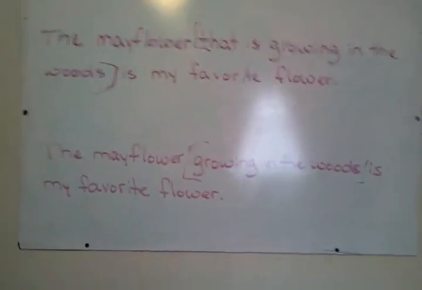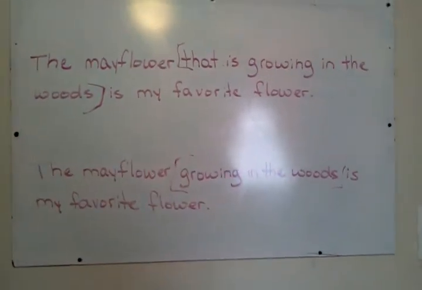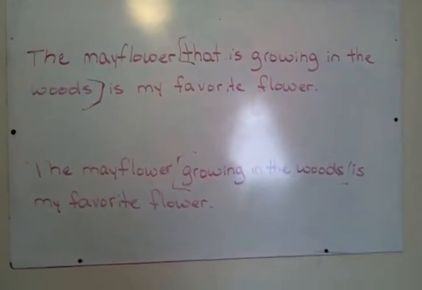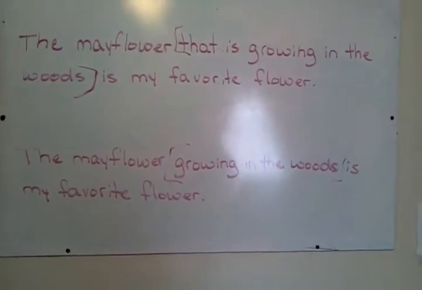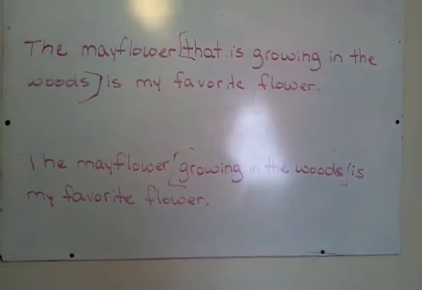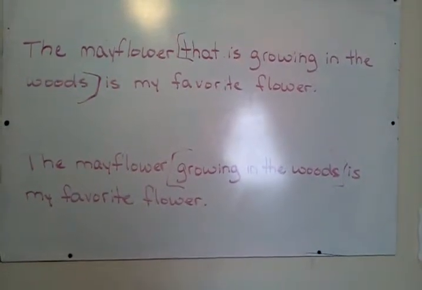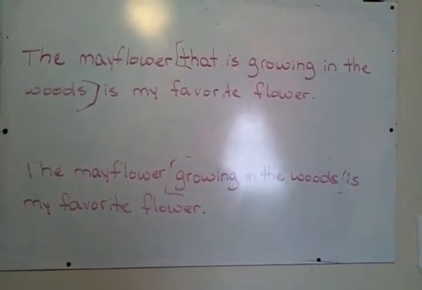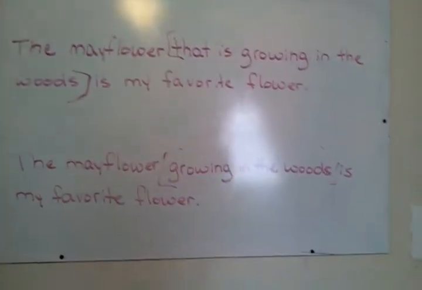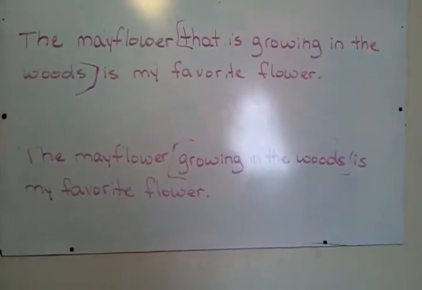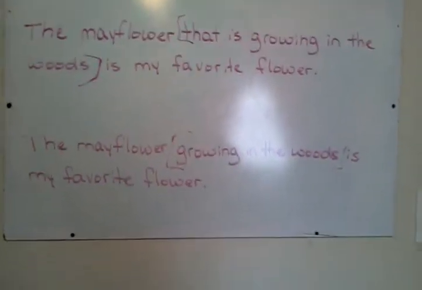Now, in English, we say things both ways. Both of these sentences would be easily something we would say in English, so that's fine. And in both cases, the clause and the phrase are both being used as adjectives because they're both answering the question, which flower, which Mayflower? The one that is growing in the woods. Or, in the second sentence, the one that's growing in the woods. So in the top one we have an adjective clause, in the bottom one we have an adjective phrase.